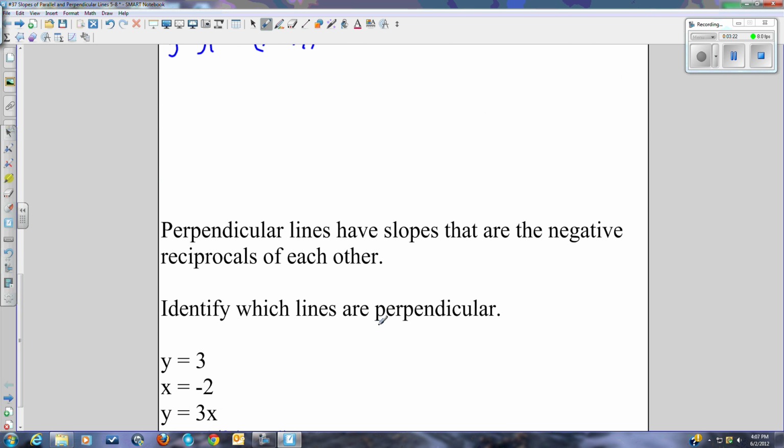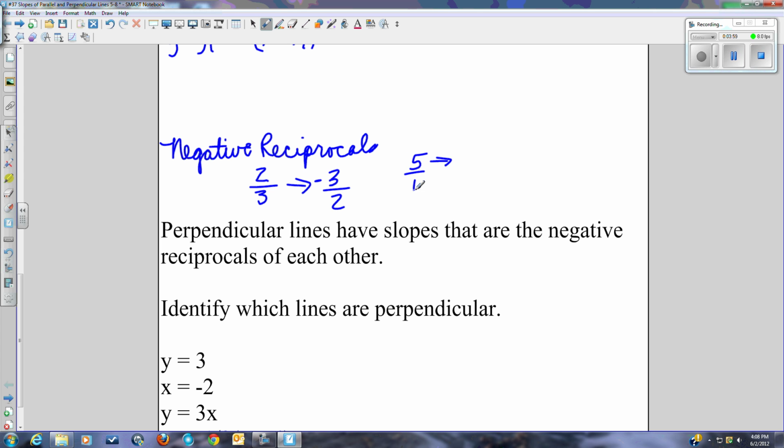Now, perpendicular lines have slopes that are the negative reciprocals of each other. So let's just remind ourselves what negative reciprocals are. We know what reciprocals are from dividing fractions. If you have the fraction 2/3 and you want the negative reciprocal, you are going to turn the fraction upside down and change the sign. So we get -3/2.